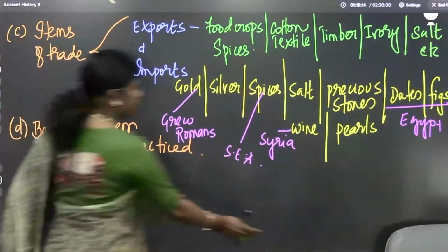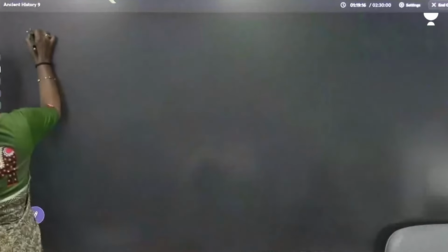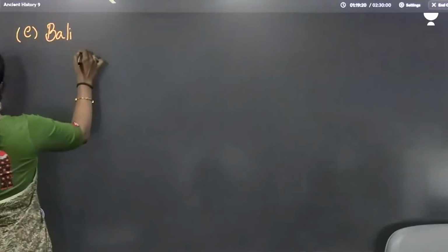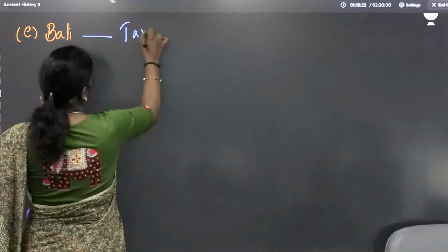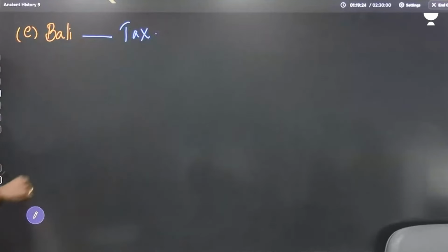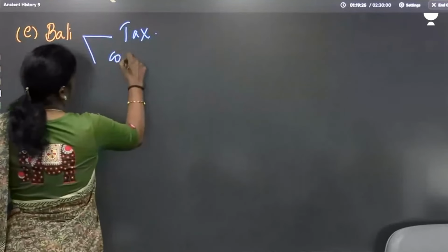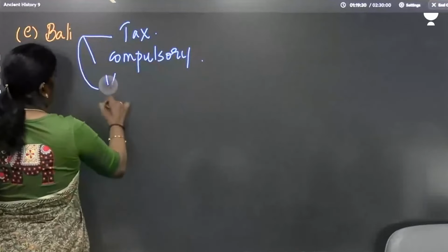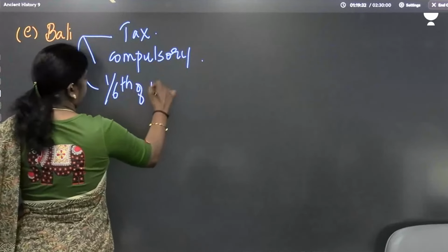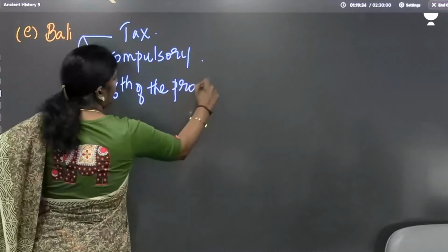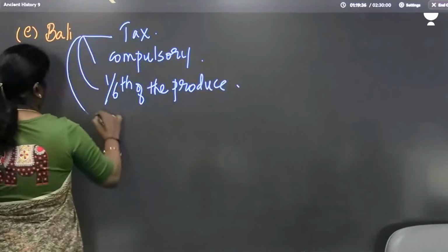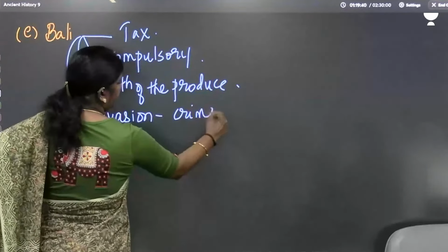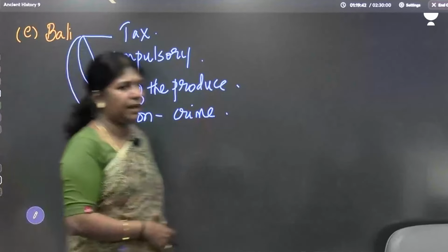Now E. Shall we go? E, it's Bali. So what is Bali now? Bali becomes tax. So Bali becomes compulsory. Bali was 1/6 of the produce. Whatever you produce, 1/6 to be the king's share. And Bali evasion was considered to be a crime. So now Bali becomes tax.